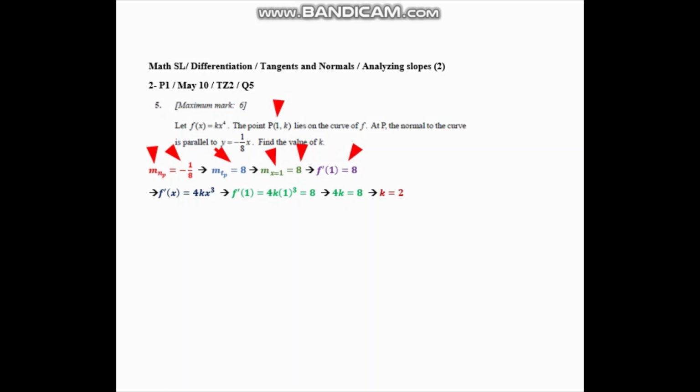Now, if I know that f dash of 1 is equal to 8, I need to find an equation for f dash of 1. So I need to get f dash of x. And so let me give you a small hint.